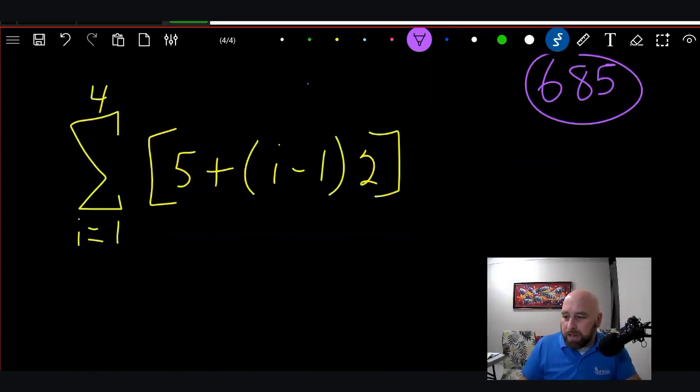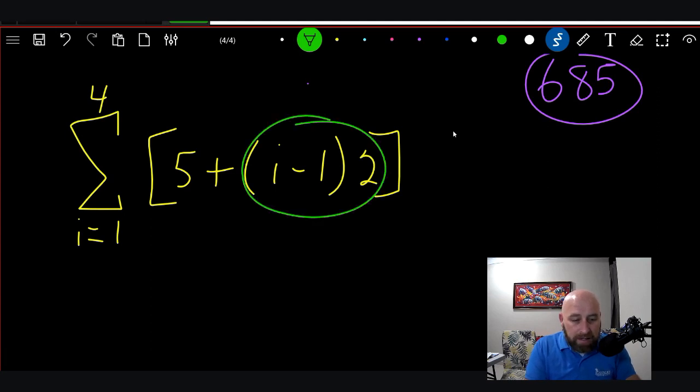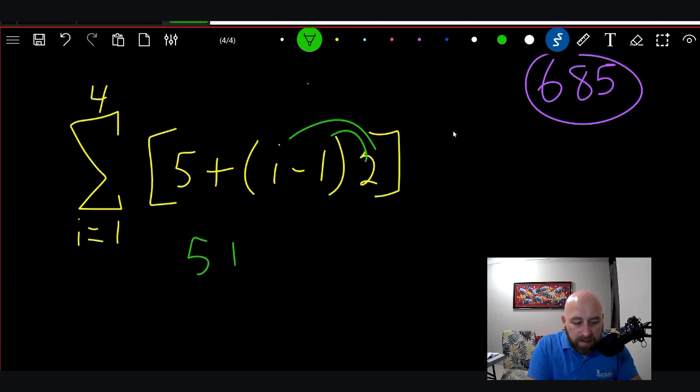This is on page 460. Okay, so let's do this. What we're going to do is solve out what we can solve first. In other words, this right here has something that we can solve. So we're going to distribute that right there. So we're going to get 2i, so 5 plus 2i minus 2.